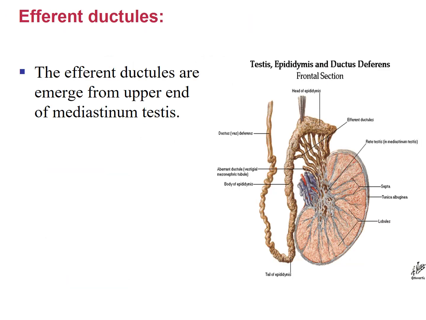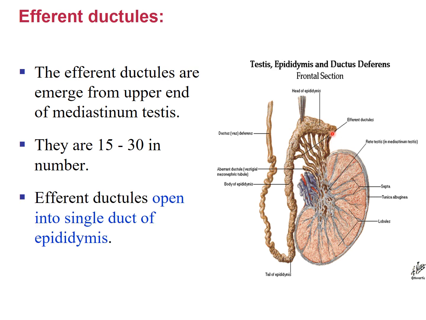The efferent ductules emerge from the upper end of the mediastinum. Let us see that part here. So here we have efferent ductules. They emerge from the upper end of the mediastinum testis. So they are coming from the rete testis. They are 15 to 30 in number. The efferent ductules open into a single duct of the epididymis. This is the epididymis, which consists of different parts. We will see later.